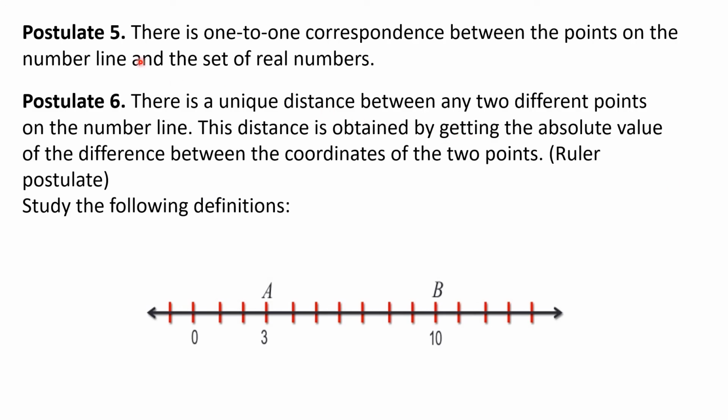Next, we have postulate number 5. There is one-to-one correspondence between the points on the number line and the set of real numbers. So there is a unique distance between any two different points on the number line. The distance is obtained by getting the absolute value of the difference between the coordinates of the 2 points, and that's what we call the ruler postulate.